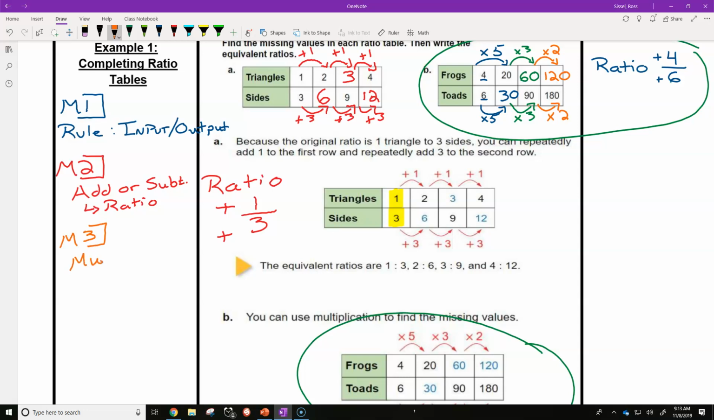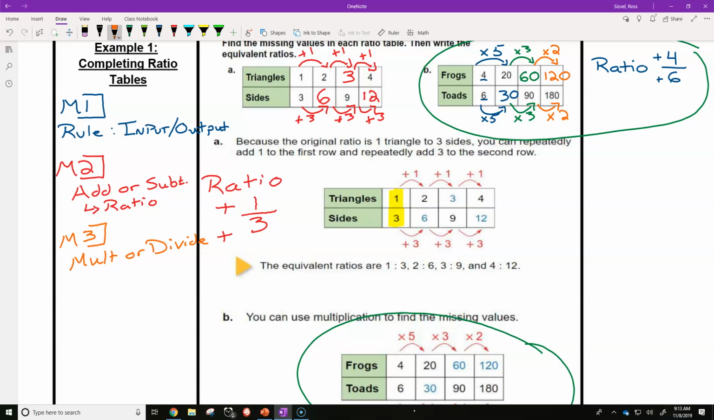You can multiply or divide. Now, to be honest with you, on Wednesday we used method 1, we used method 2, and we used method 3. We've used all of those.